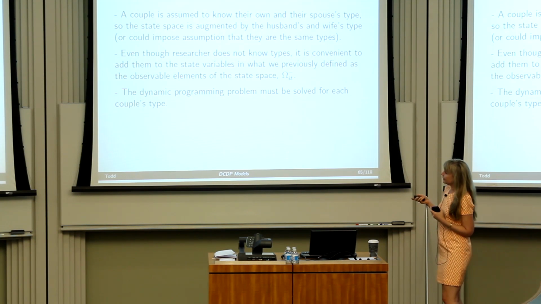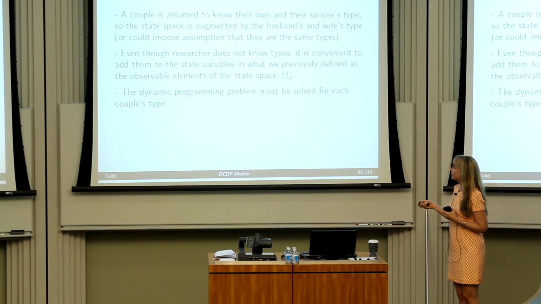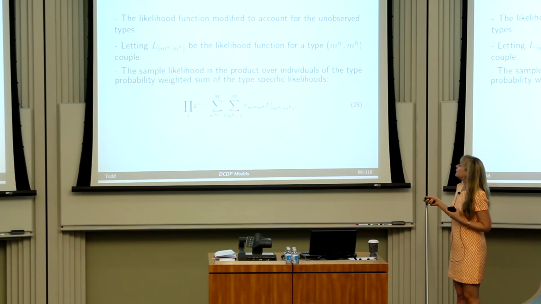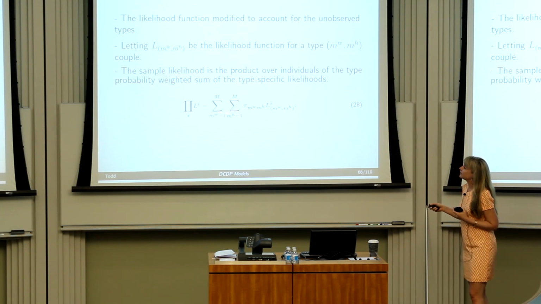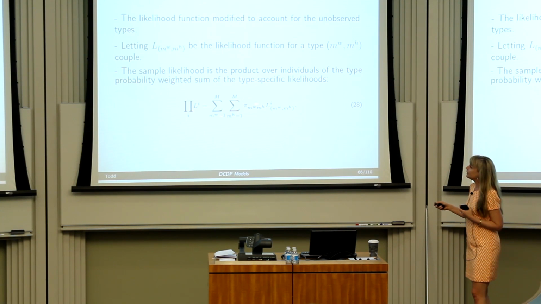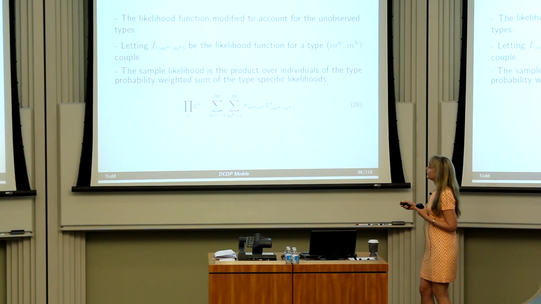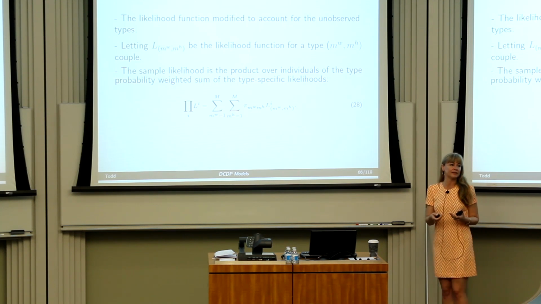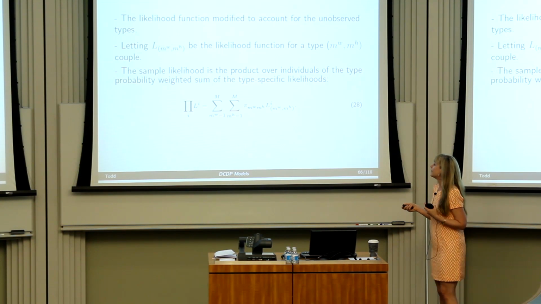When you estimate these models, you now have to solve the dynamic programming problem for each type. But then in the likelihood you integrate out over the types. So these are the different types for the woman, the different types for the man, and then you estimate along with the model a type probability function, like the probability of being a certain type or a certain combination of types. These are auxiliary parameters that have to be estimated along with the model.